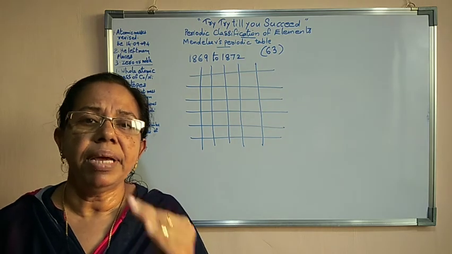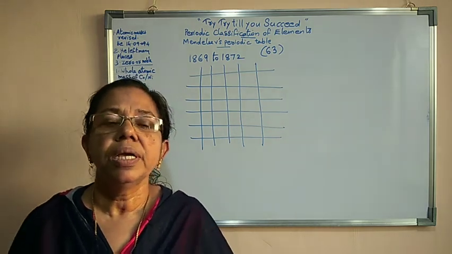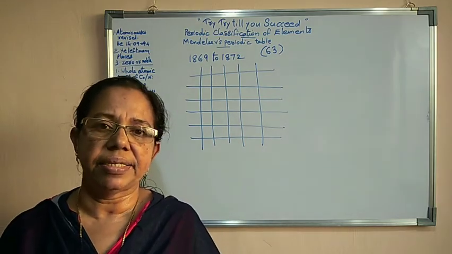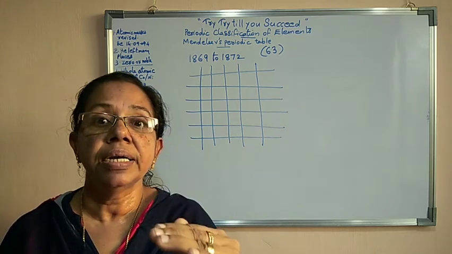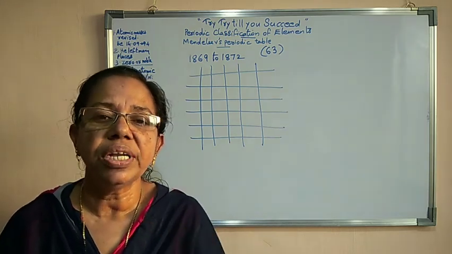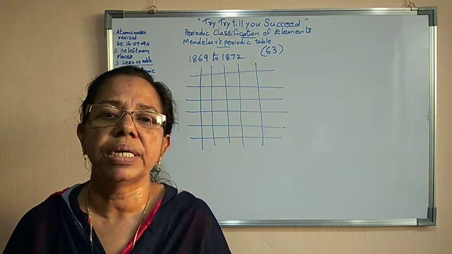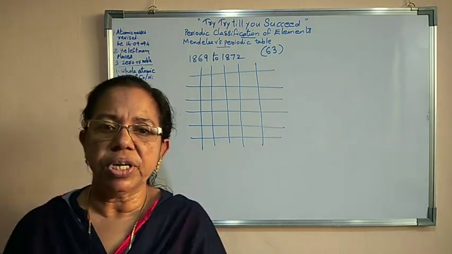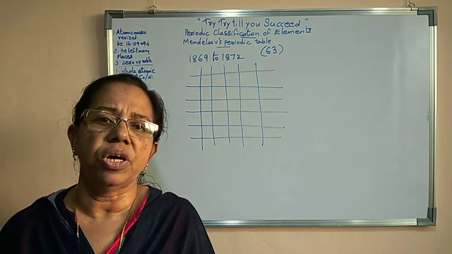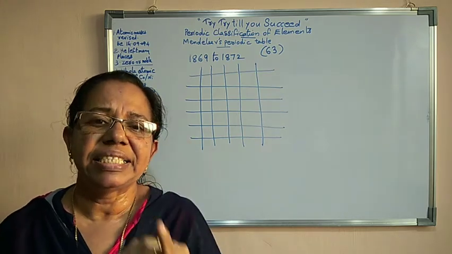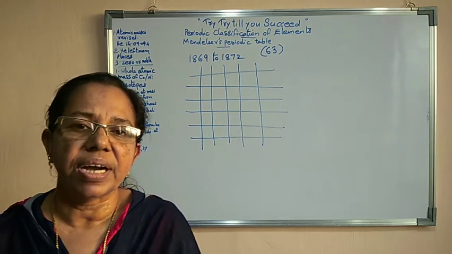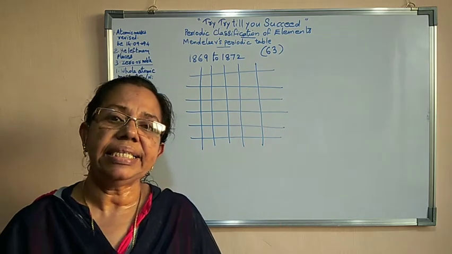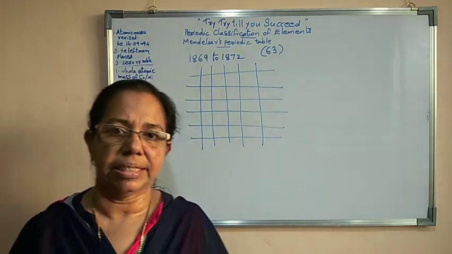That law is known as Mendeleev's periodic law. Now, what is Mendeleev's periodic law? Mendeleev's periodic law states that the properties of the elements are the periodic function of their atomic masses. He arranged the elements in the increasing order of their atomic masses.